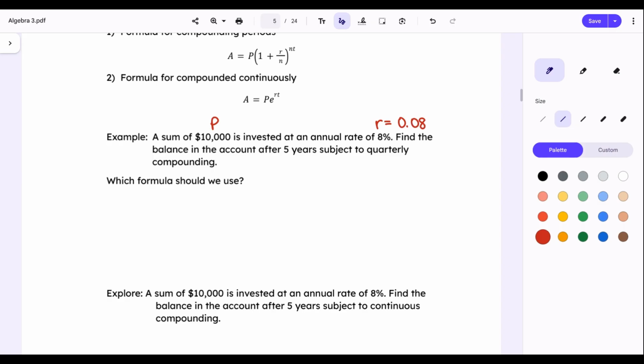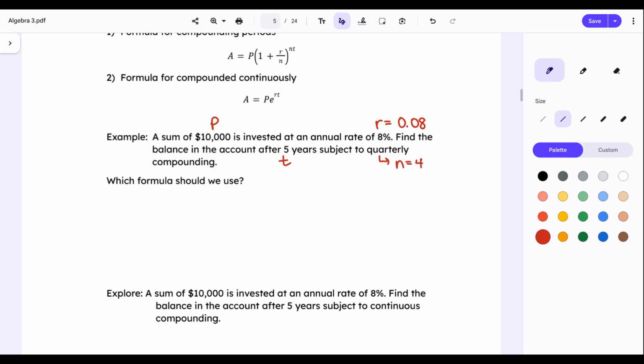Okay, then it says find the balance in the account after 5 years. That's going to be your time. So 5 is going to be your little t. And then let's see what this last piece says. It says it's quarterly compounding. Quarterly would be a period of time. That would be the same thing if they said monthly or weekly, those kinds of things would be keywords to look for when they're talking about compounding periods. Now, quarterly, if you think about a whole year, how many quarters would be in a year? There'd be 4, right? So quarterly means that it's going to be 4, and that's what's going to go in for your n.